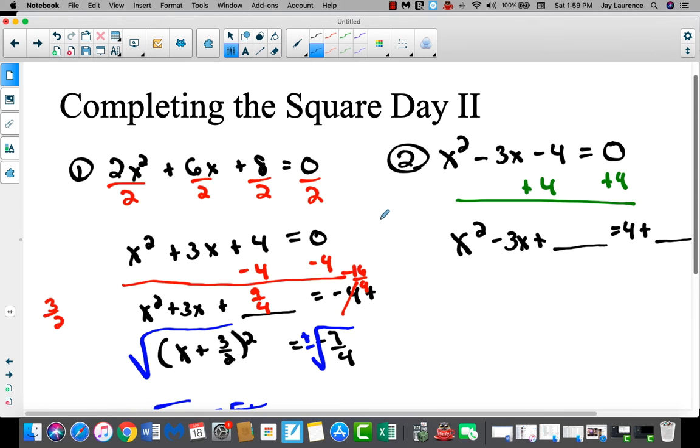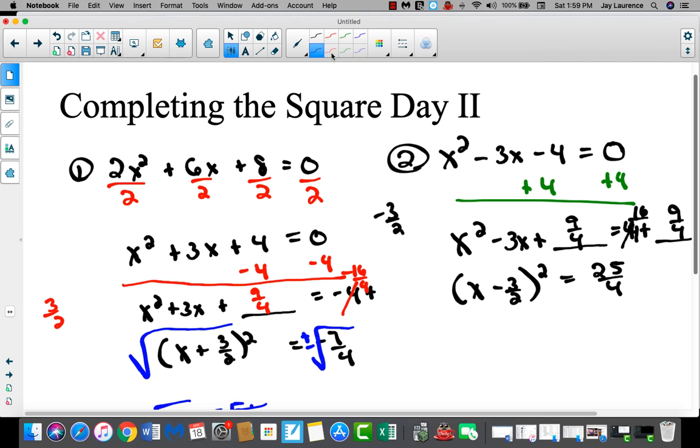I will take half of negative 3, so I'll have negative 3/2. When I square it, I'll get 9/4. You're like, hey, it looks like the same problem. It looks very similar, but it's not 100% the same. Okay, so that's 16/4 and 9/4. Now it's time to factor x minus 3/2, quantity squared, and that will equal 25/4.